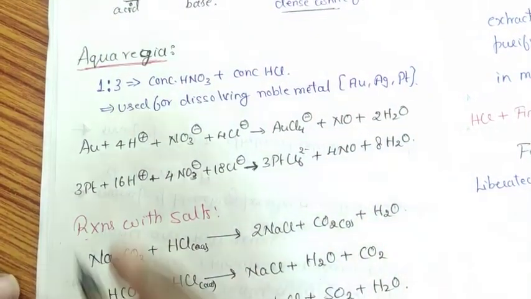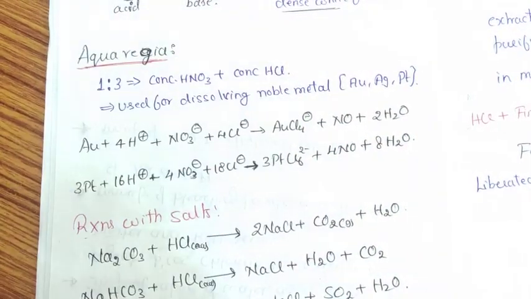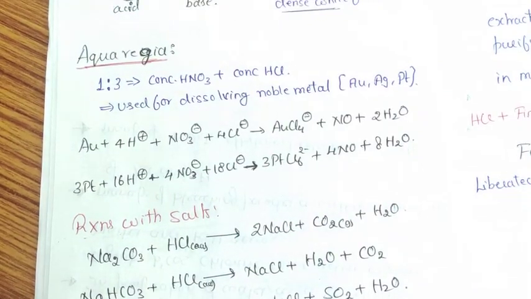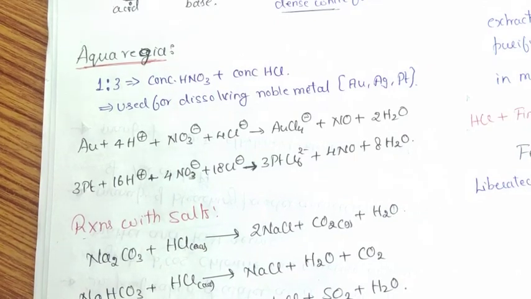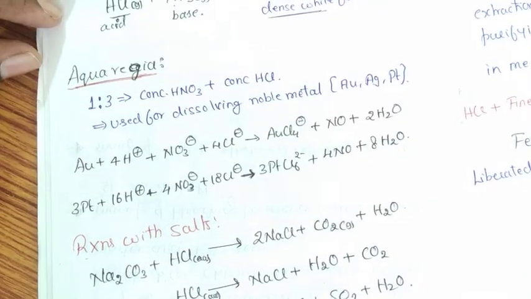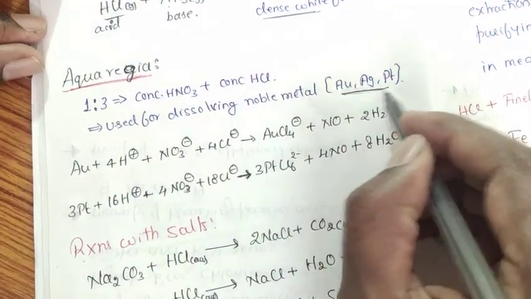Coming to aqua regia. This is a chemical mixture which is used to dissolve the noble metals like gold, silver and platinum. Gold, silver, platinum are called noble metals because they always exist in their native or native forms. They neither react with concentrated sulfuric acid or concentrated hydrochloric acid at normal or at high temperature. Therefore, a new composition was prepared to dissolve these three noble metals.